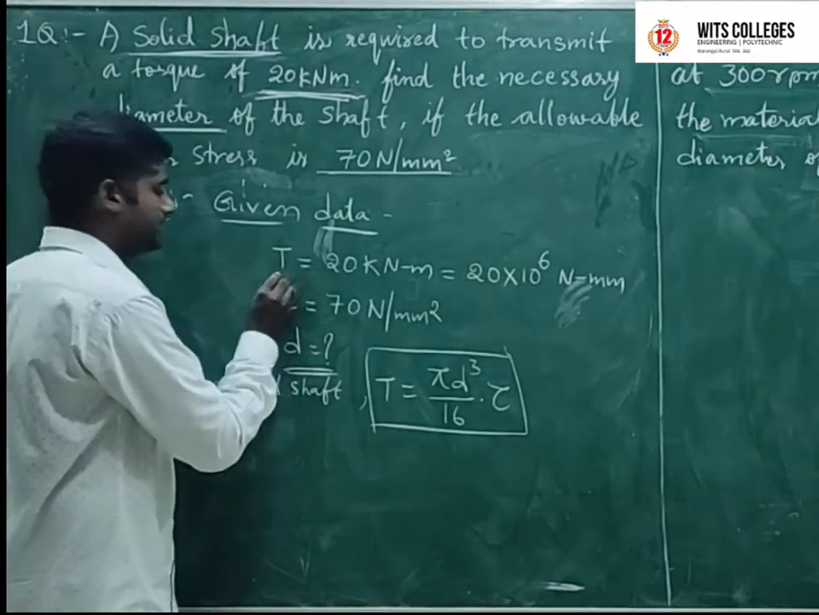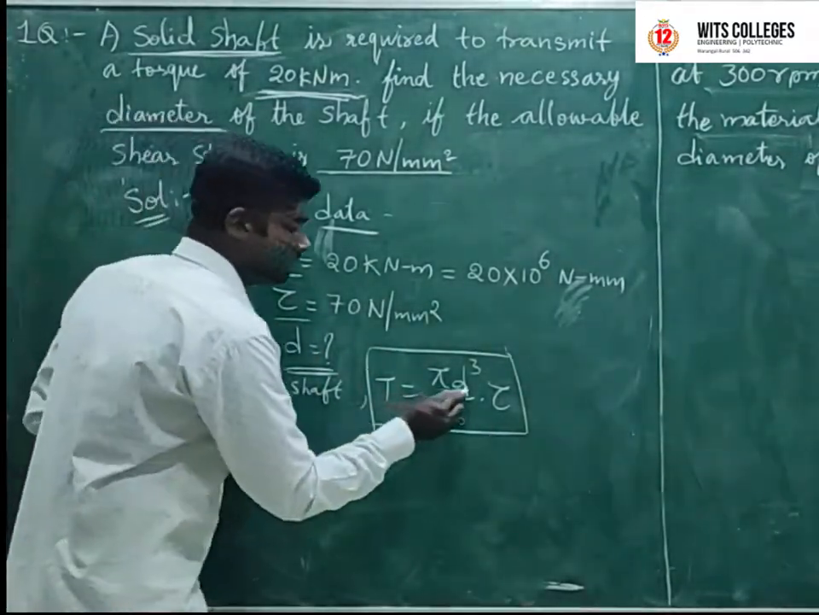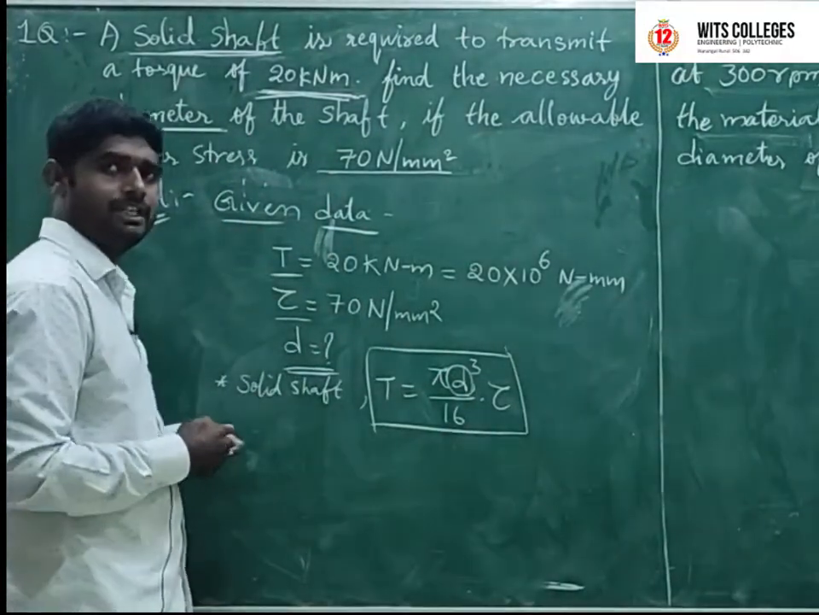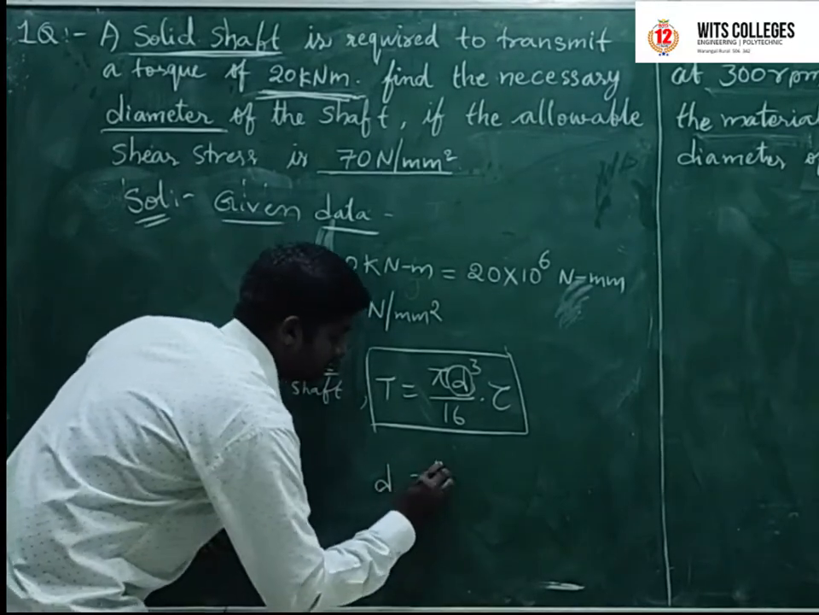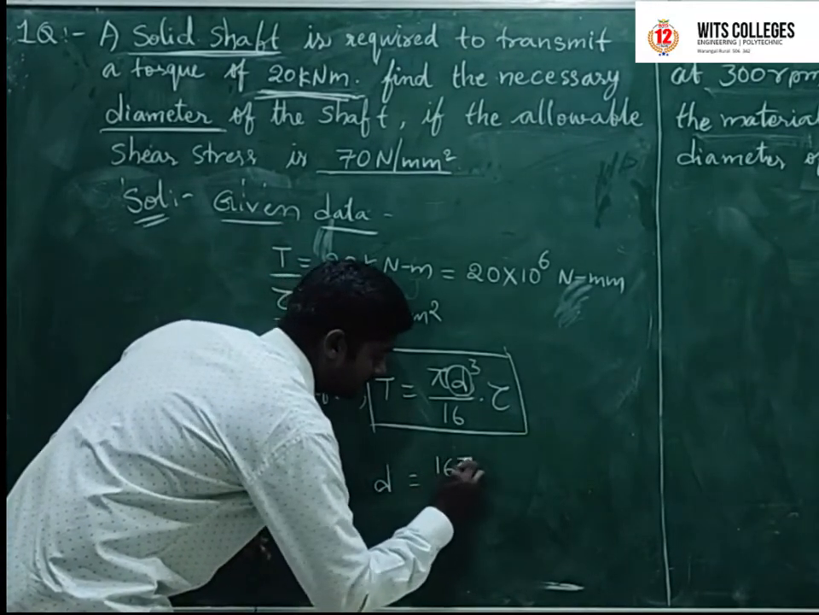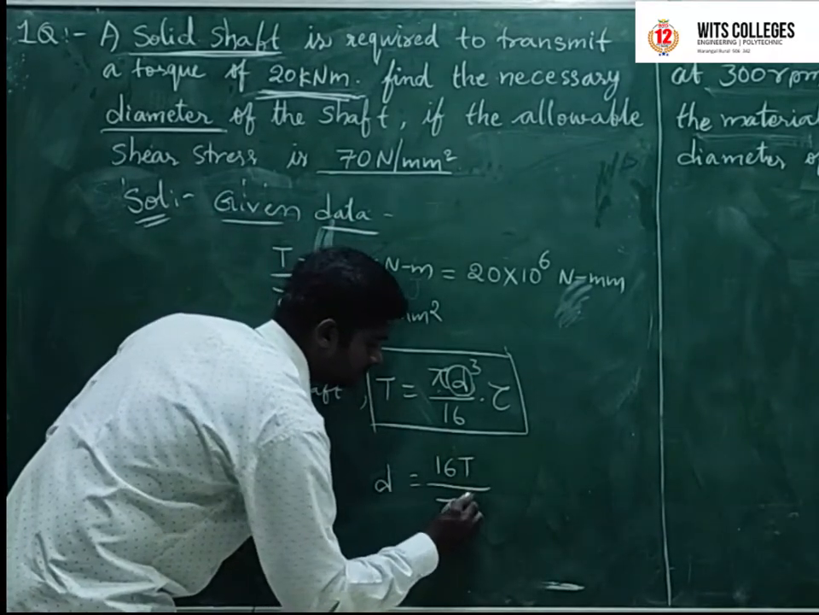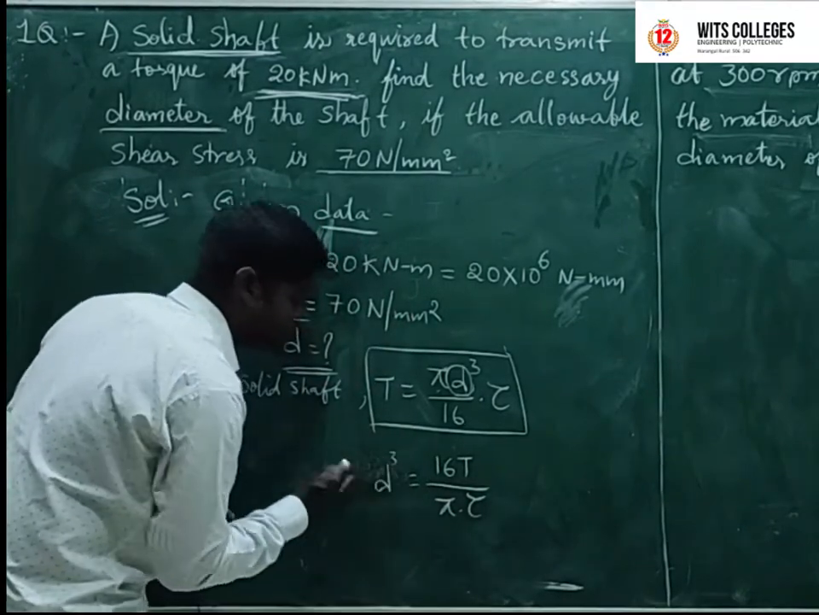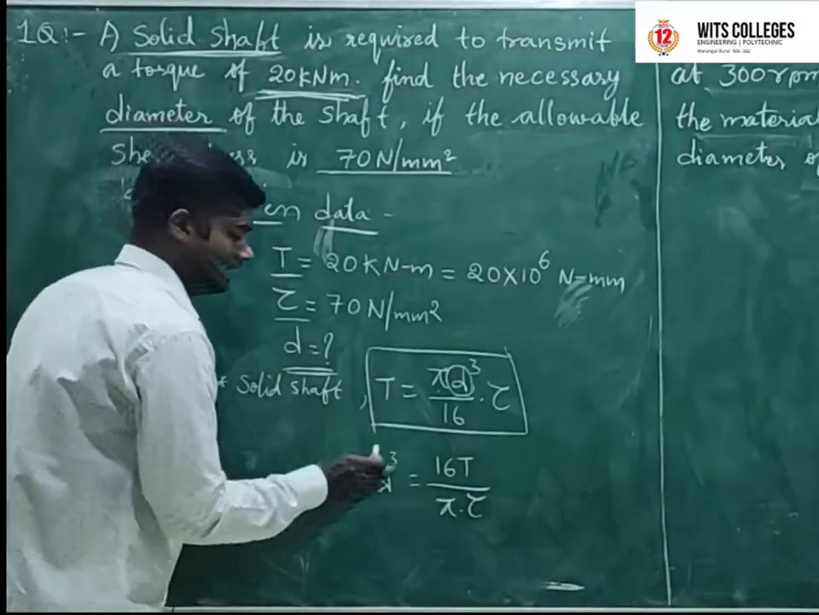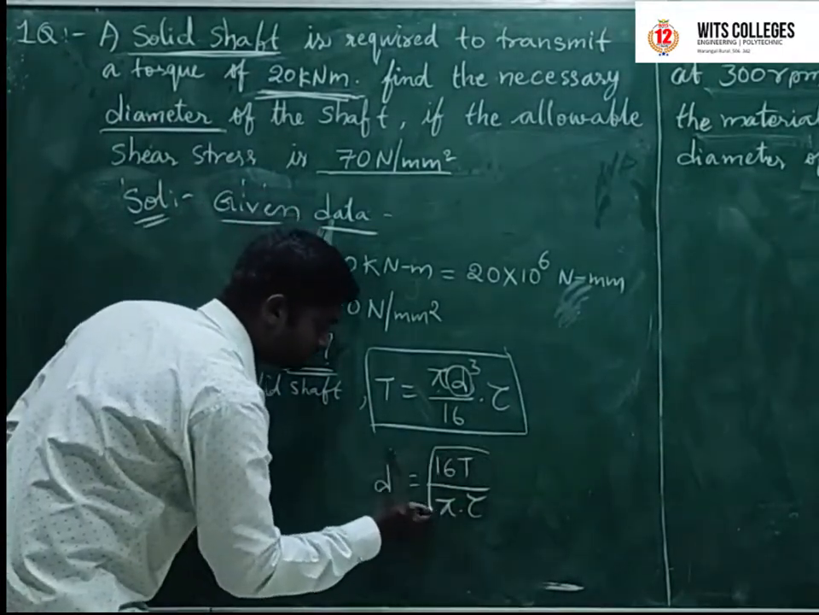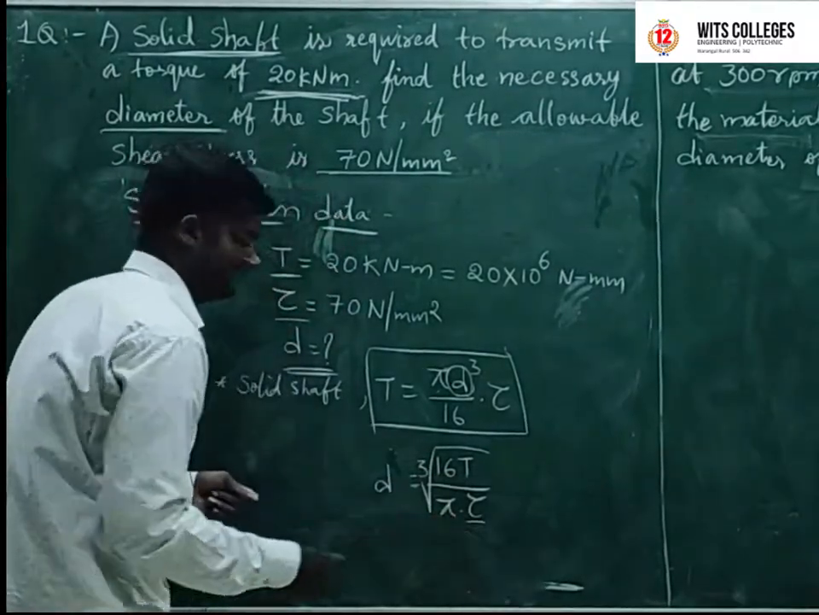Let's substitute T. We already know the T value and tau value. We don't know the D value, so we find the D value. D cube is equal to 16T by pi into tau. So D is equal to the cube root of 16T by pi into tau. Then substitute the T value and tau value.